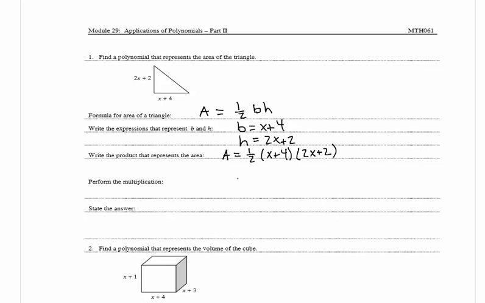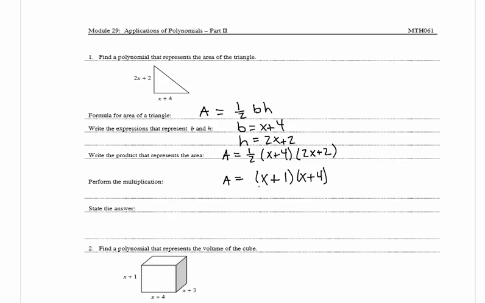So the first thing that I'm going to do is multiply 1/2 times one of my factors. And because 2x plus 2 has two coefficients that when multiplied by 1/2 would give us whole numbers, it would be easier. So I'm going to do 1/2 times 2x plus 2. 1/2 times 2x is equal to x. And 1/2 times 2 is equal to 1. So we have x plus 1 times x plus 4.